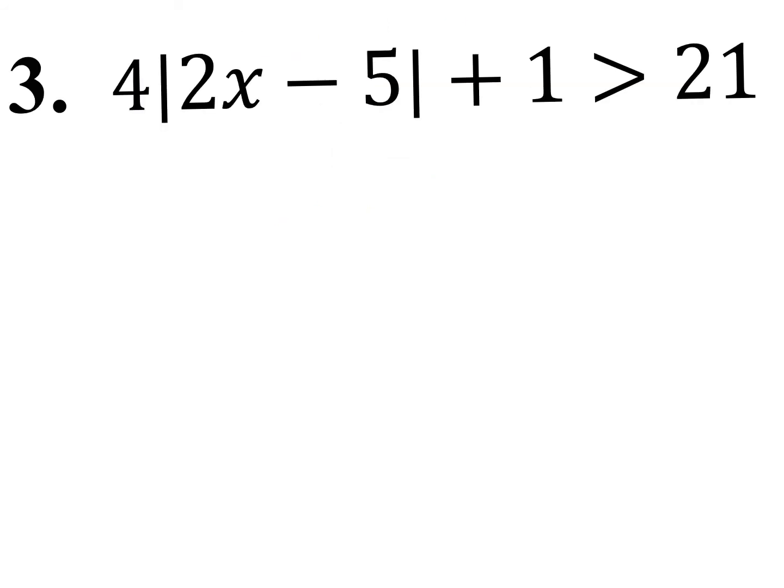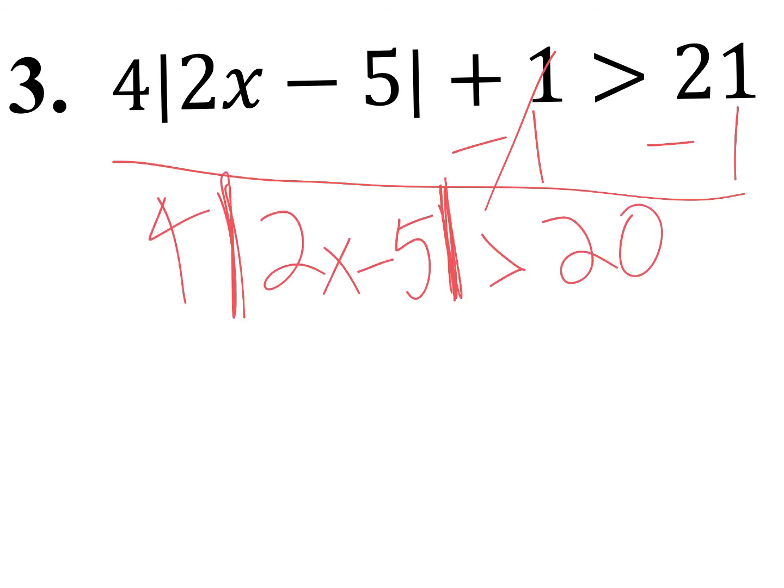So in example 3 here, I have some stuff going on outside the absolute value bars. So before I determine if this is an and or an or problem, you want to get rid of whatever's on the outside of the absolute value bars to the other side first. So always start by adding or subtracting. So I'm going to look at this +1 and minus it to the other side. And so here I have 4 times the absolute value of 2x minus 5 is now greater than 20.